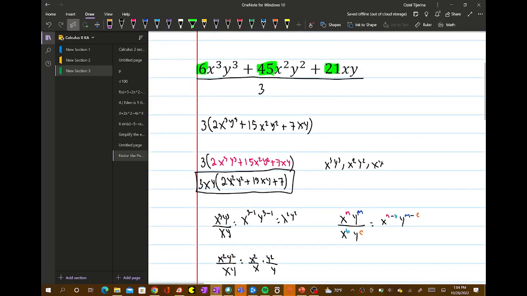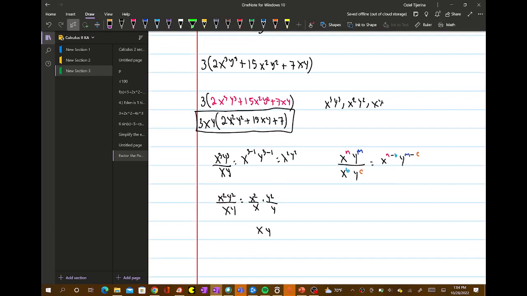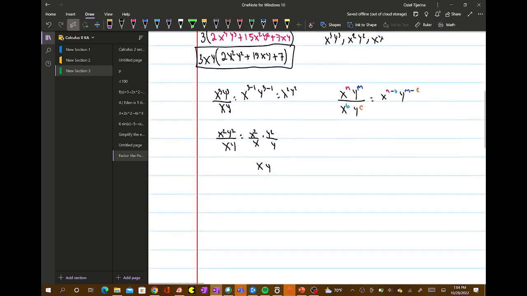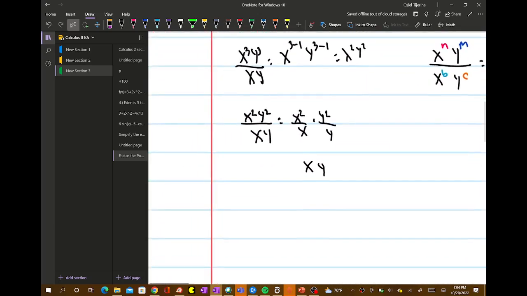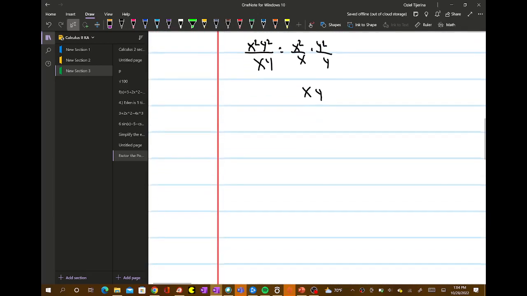Now this was a little bit of a harder problem. I might go over an easier problem in the next example, just to show you guys what I mean by factoring polynomial expressions or any type of polynomial.